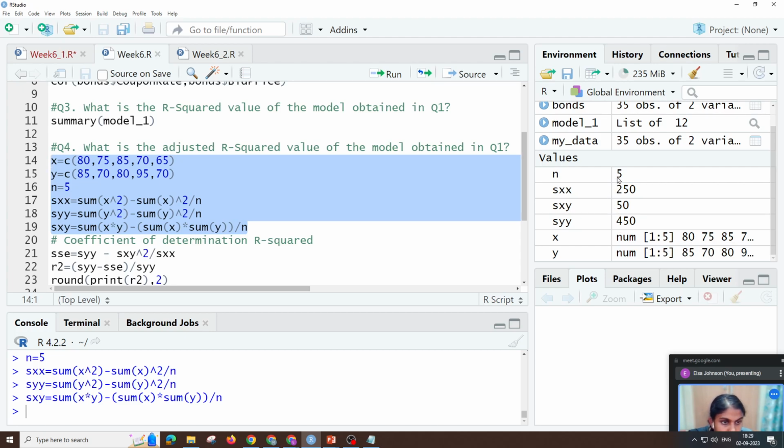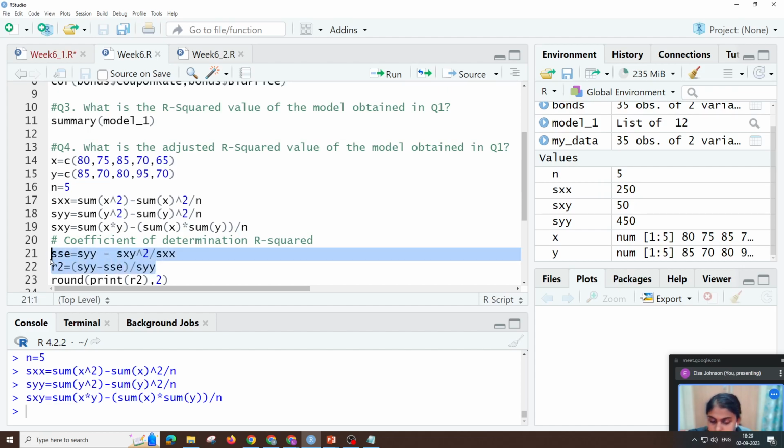Okay, and the number of values is 5. So first you want to find the sum of squares of errors. So Syy minus Sxy squared by Sxx will give you SSE, and (Syy minus SSE) by Syy will give you the R square value.